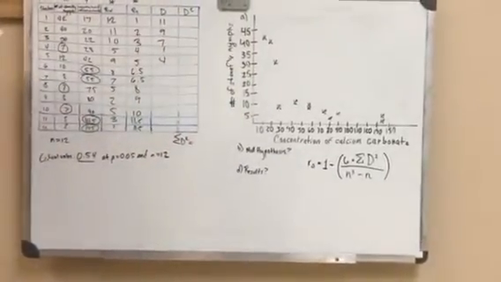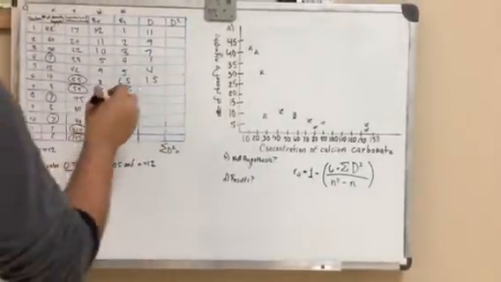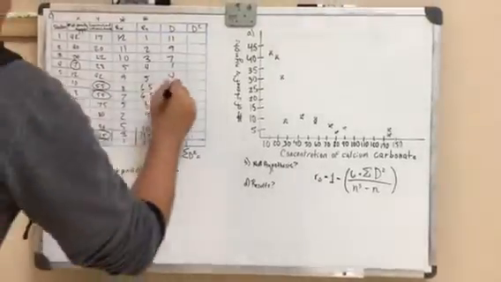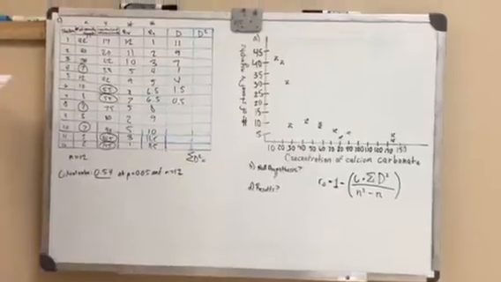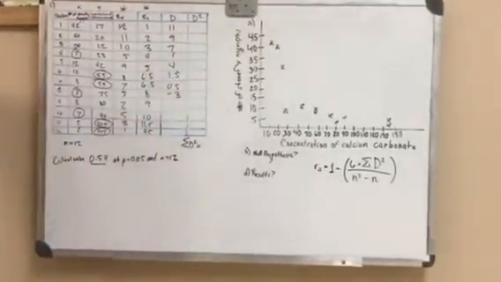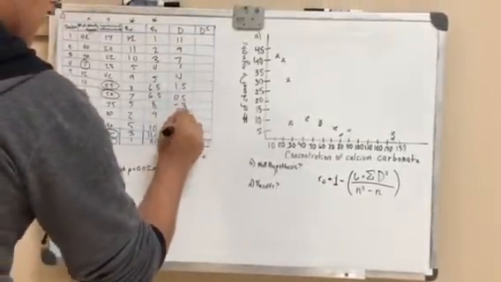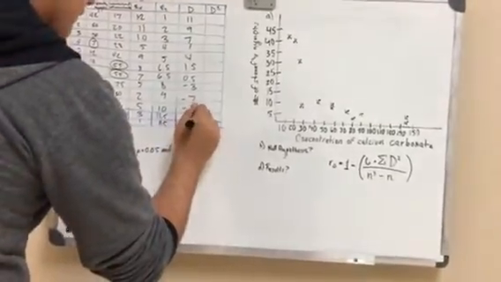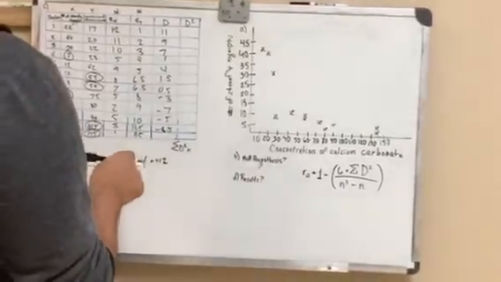8 minus 6.5 is 1.5. 7 minus 6.5 is 0.5. 7 minus 8 is negative 1. 5 minus 8 is negative 3. 2 minus 9 is negative 7. 5 minus 10 is negative 5. 3 minus 11.5 is negative 8.5. And finally, 1 minus 11.5 is negative 10.5.